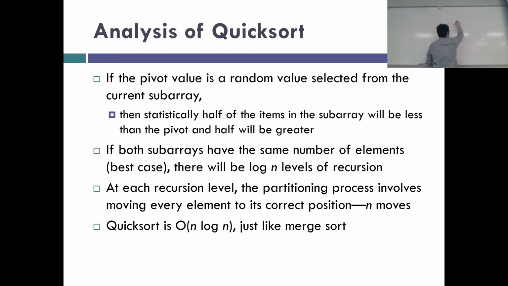1, 2, 3, 4, 5, 6, 7, 8. Using Quicksort, the best case scenario is when the array is already sorted. Right? Well, let's select the first item as our pivot item.